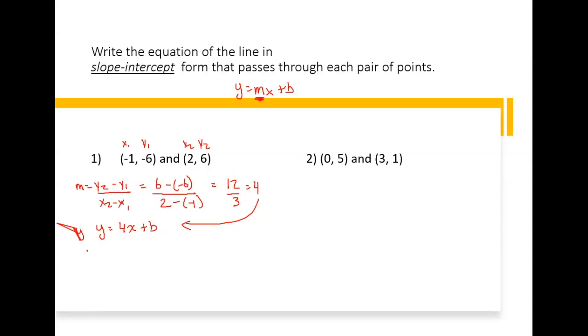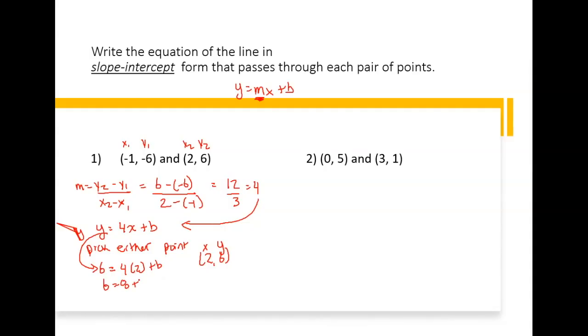Now I can pick either point. Doesn't matter which one. I'm going to pick 2 and 6 this time, just because I felt like it. I'm going to let this be my x and this my y, of course, because x comes first, y comes second. So I'm going to sub it back into that equation. My y is now 6. My x is 2. Remember, I'm just taking this equation and putting my values in to solve for b.